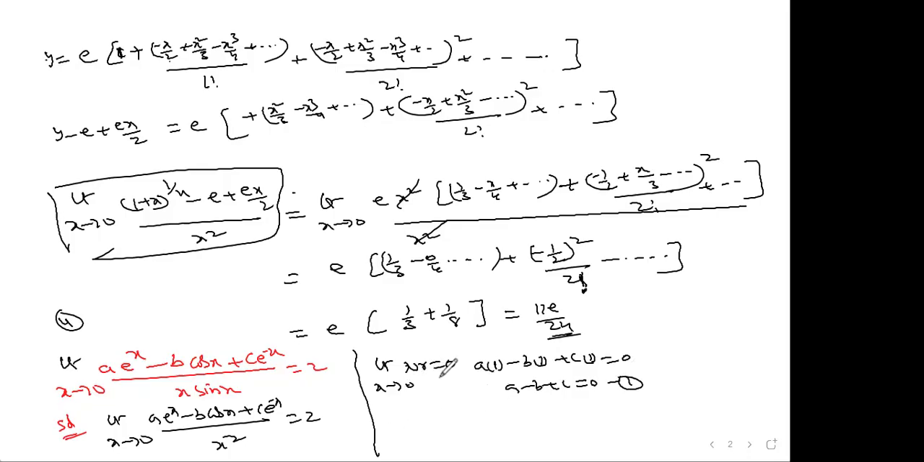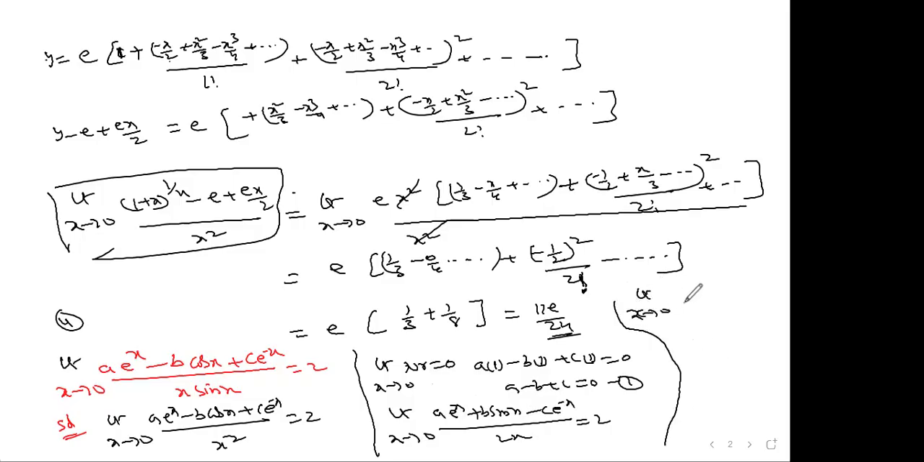Once you get that the numerator is 0, the denominator is automatically 0. So differentiate once again: e to the power of x plus b sin x minus c e to the power of minus x, divided by 2x, equal to 2. See this now. Once again I want to write the step over here. Limit x tends to 0. See this, once again the numerator is equal to 0. What happened here? a plus 0 minus c equals 0. So a is equal to c. This is the second equation.